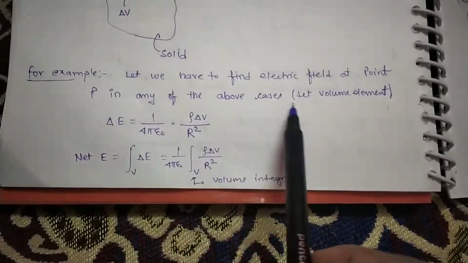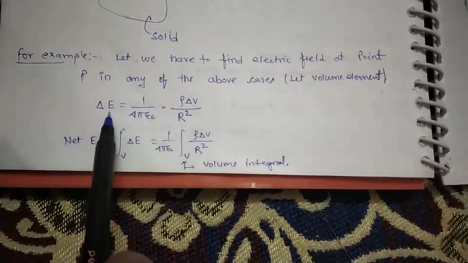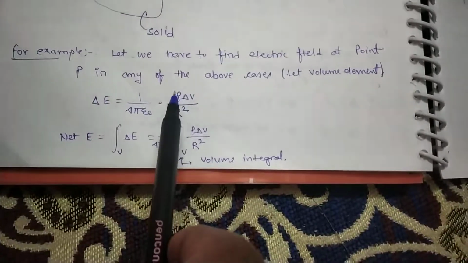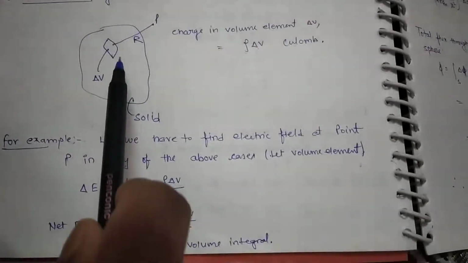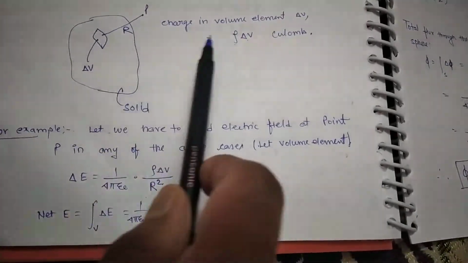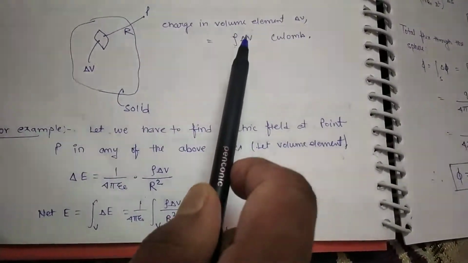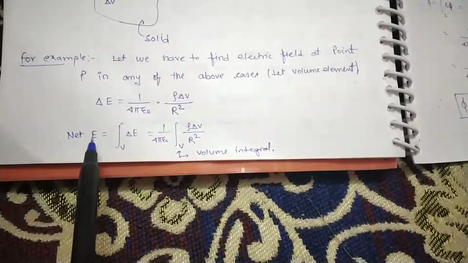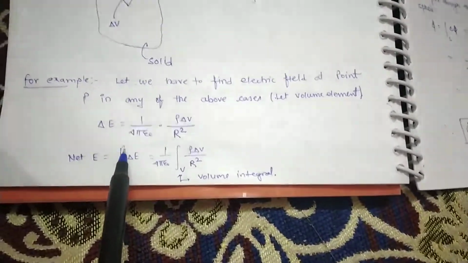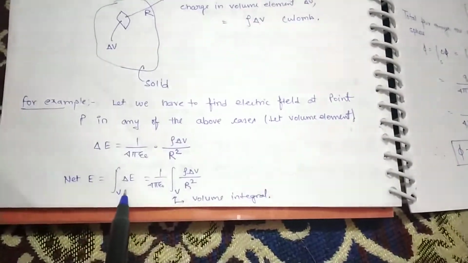In that case we know the formula delta E equals 1 upon 4 pi epsilon 0 times Q upon R square. But here Q is the charge enclosed by this volume element, so that will be rho delta V. In place of Q we will write rho delta V. So net E will be the volume integral of it because it's a solid thing. So we will take the volume integral.